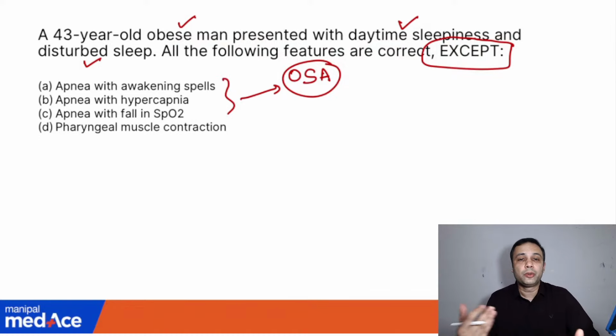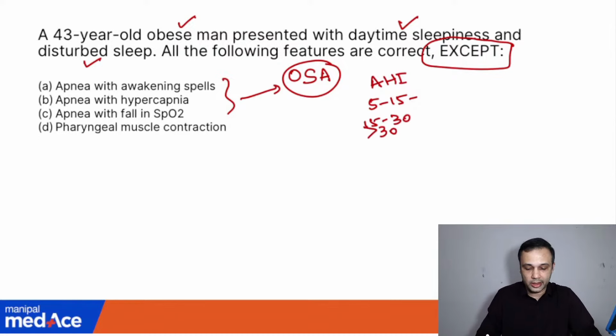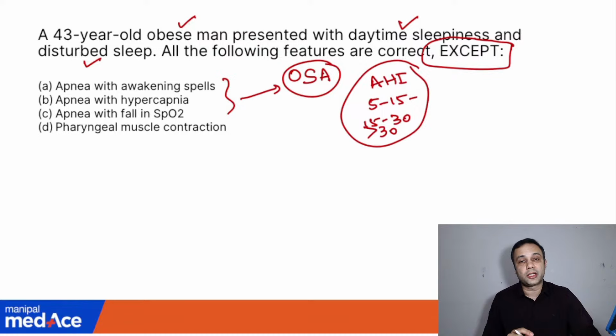So if you look at the polysomnogram, you measure something called the apnea hypopnea index. If it is between 5 to 15, it is mild OSA. 15 to 30 is moderate OSA, and more than 30 is severe obstructive sleep apnea. If a patient has snoring with an AHI of less than 5, think of it as simple snoring. It is not related to obstructive sleep apnea.